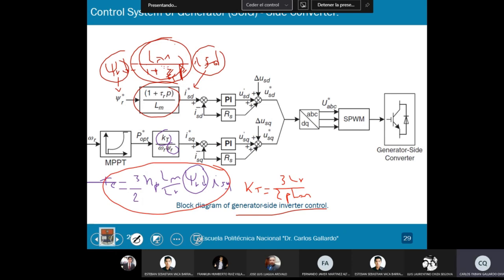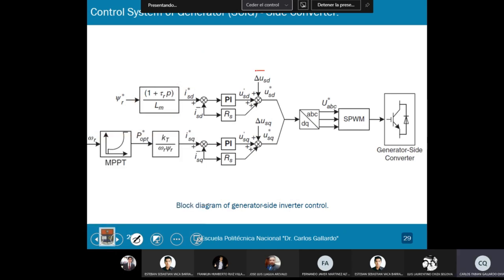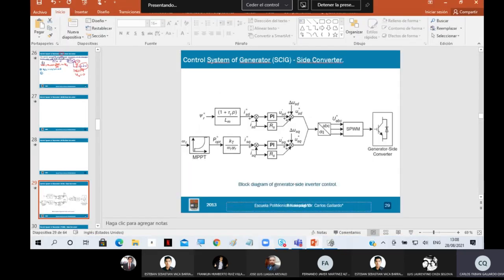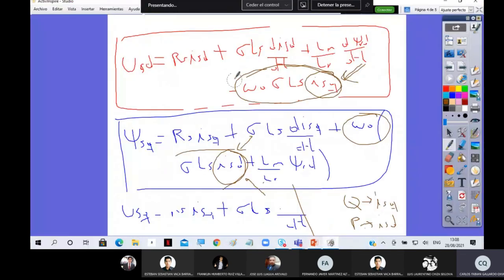On the other hand, I have here these voltages. Do you remember these two voltages? These voltages are the decoupled control of active and reactive power. Do you remember from the previous demonstration we get this is my first term, and this is the decoupled control of the active and reactive power. This is for the reactive power, and this is for the active power.